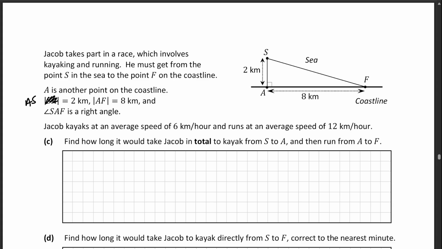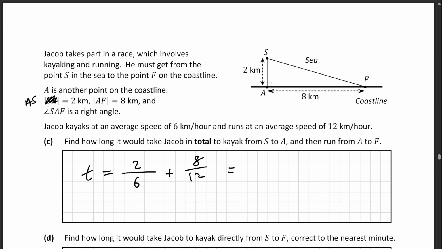Jacob kayaks at an average speed of 6 kilometers an hour and runs at 12. Find the total time to kayak from S to A and then run from A to F. Okay. So the total time is our distance over speed. So it's in kilometers per hour. So it'll be our distance in kilometers divided by his speed in kilometers per hour to get it in hours. So it'll be 2 over 6, so distance over speed plus distance over speed, and that gives us it in hours.